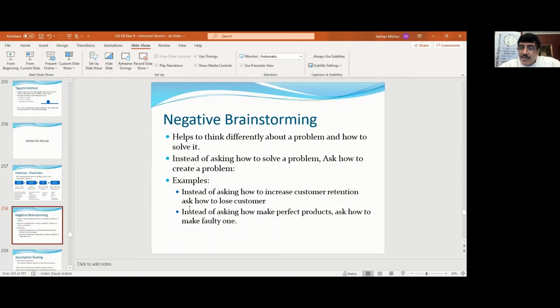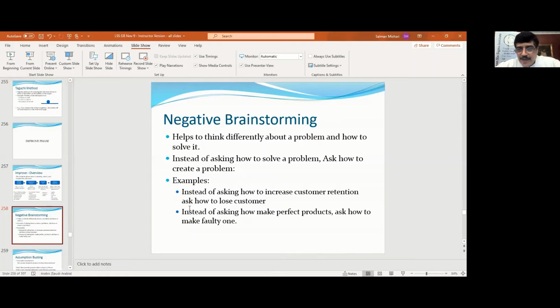And the approach is very simple. Instead of asking how to solve a problem, ask how to create a problem. Sometimes when you're thinking about how to solve the problems, you cannot come up with many options. But when you say, okay, how do we make our customer unhappy, for example, then you can see where the problems are, and then you negate them to do the opposite.